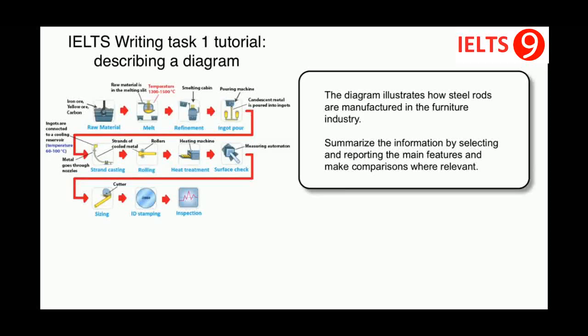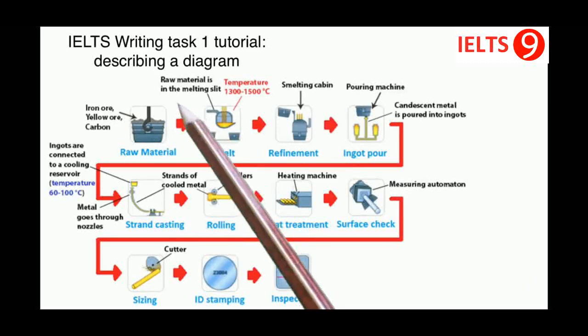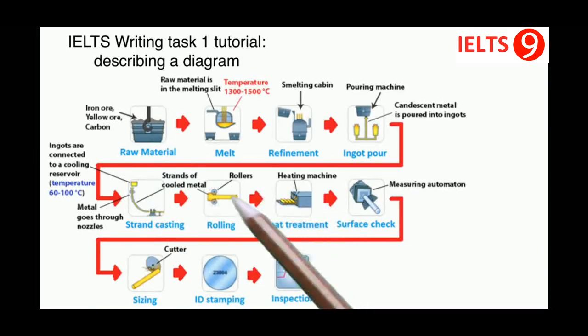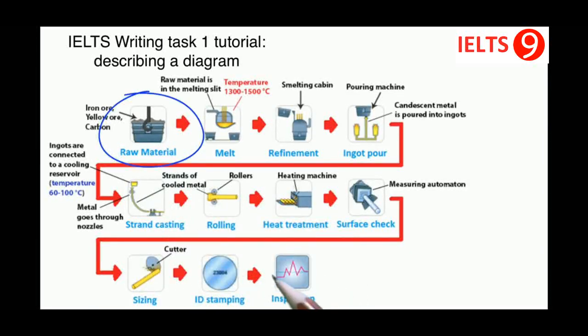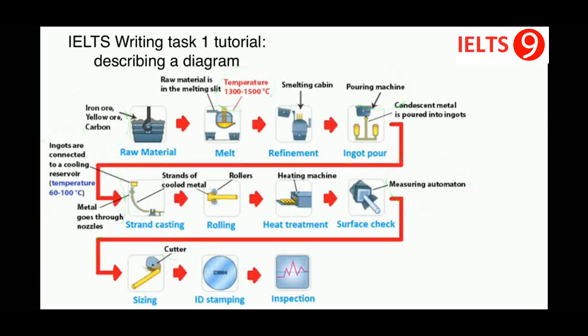Now, let's examine our diagram. In this case, it's a process diagram. It shows the process of manufacturing of metal rods. Each process consists of several stages. The first thing you need to do is to find the beginning and the end of the process. In our case, we start from the raw material and end with inspection. You can see that this diagram has a lot of additional information. This information is provided for almost every stage of your process, but we don't need it for now. We'll focus on it later.